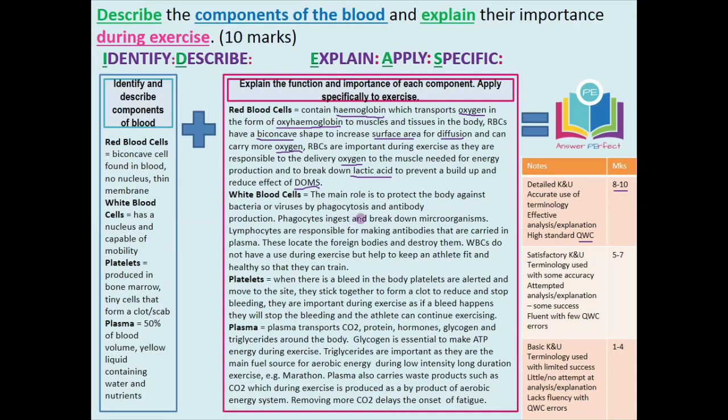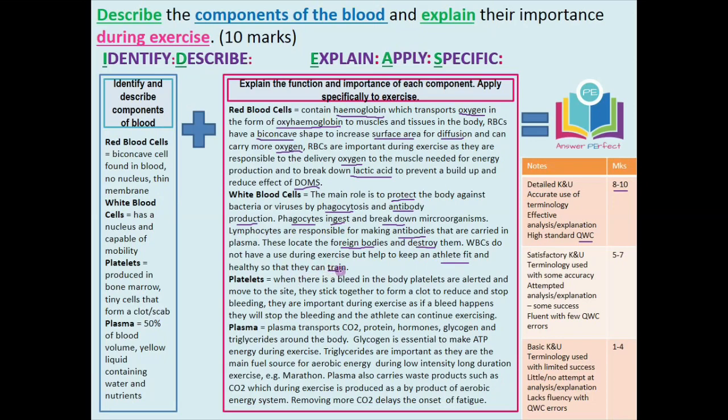So white blood cells then. The main role is to protect the body against bacteria or viruses by phagocytosis or antibody production. Phagocytes ingest, that means they take in and break down microorganisms. Lymphocytes are responsible for making antibodies that are carried in plasma. These travel around the body and they locate foreign bodies and destroy them. White blood cells don't have a use during exercise, but they help to keep an athlete fit so that they can train.